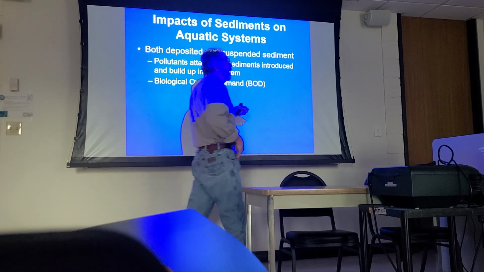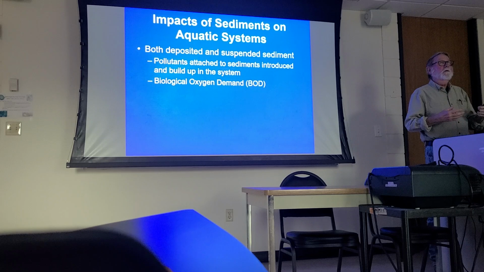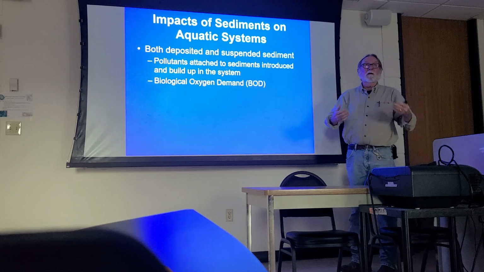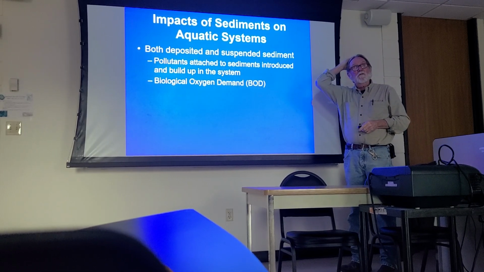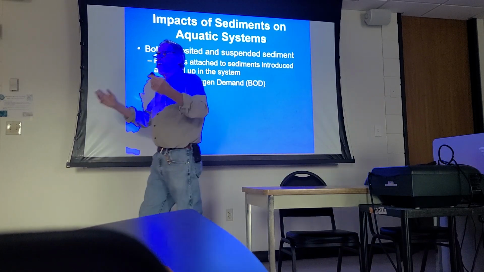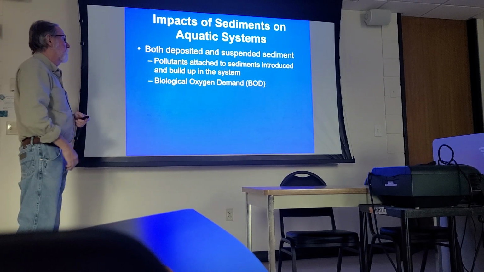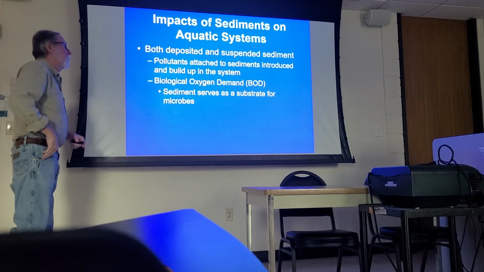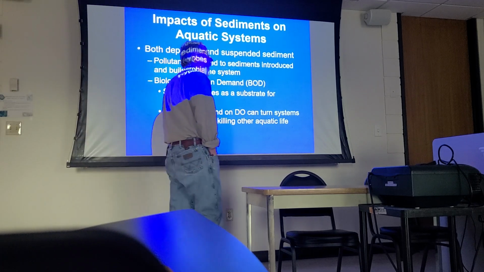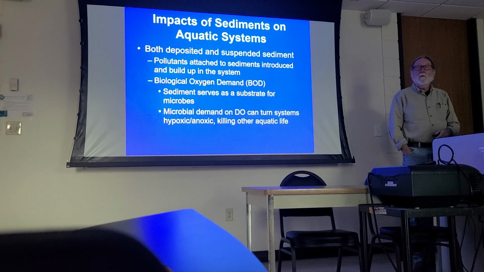Also, if you think about them, they're a surface area upon which other things can live, like bacteria. So the more silt you have in the water, the more places you have for bacteria to live. Well, bacteria are living things, and we know that most living things love oxygen. So you've increased the biological oxygen demand, the BOD, of these systems, because all these bacteria are sucking the oxygen out of the system. If they're using up all the oxygen, then it's not going to be there for other things. Again, fisheries come to hand. So sediment serves as a substrate for the microbes, and the microbial demand on oxygen can turn these systems hypoxic, which means very low oxygen. Anoxic means no oxygen whatsoever, and this can kill other forms of aquatic life.